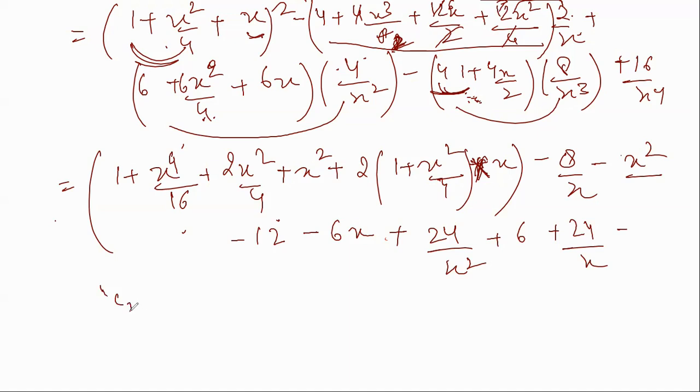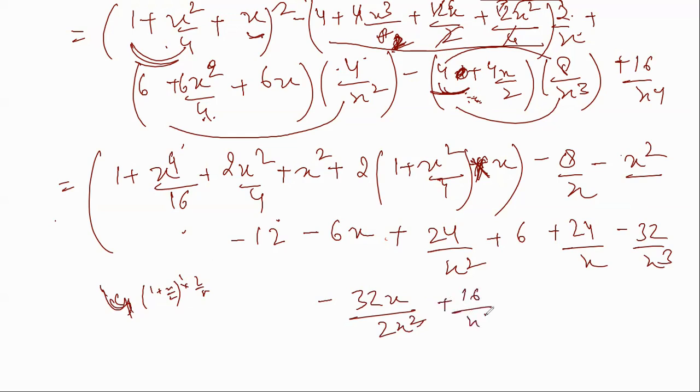That is 4c3. So 4c3 is 4 only, na? And 1 plus, what was the term? I forgot it now. 1 plus x by 2 raised to the power 1. So 1 plus x by 2. So this will be 4 and 2. Yeah, this is nothing. 4 only. Right? Okay. Then multiply 4 with this. That is 32 over x cube and minus 32x by 2 x cube plus 16 by x raised to the power 4.